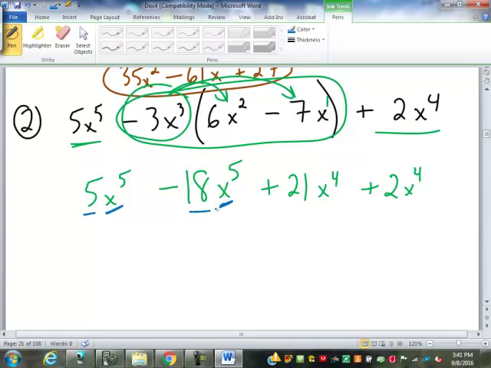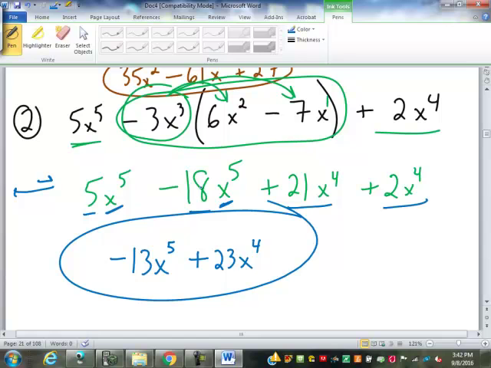5 and negative 18 make negative 13. When we add or subtract, we keep the same name. So it stays x to the fifth. Then we got x to the fourth and x to the fourth. Positive 21 and positive 2 make positive 23. It stays the fourth. So negative 13x to the fifth plus 23x to the fourth. Looking familiar? Okay.